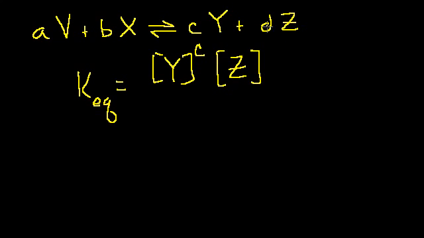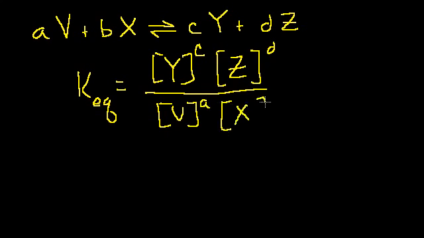D is just the number of moles we need of Z for every C moles of Y, B moles of X, and A moles of V. So Z to the D power divided by the concentration of V to the A power and X to the B power. So the question is why, it's a nice little clean equation, but why does it look this way?